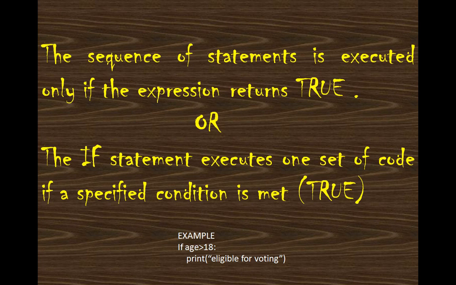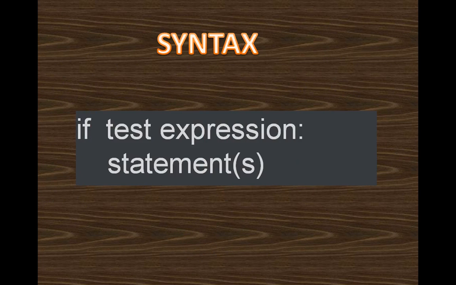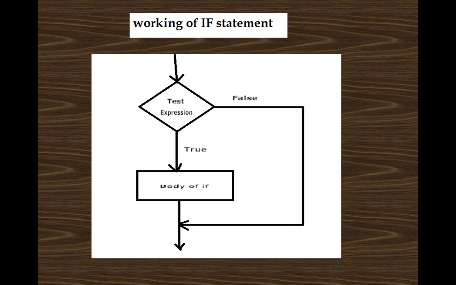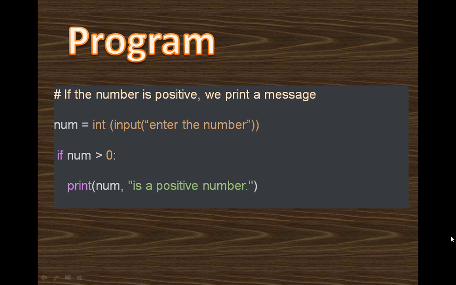So let's understand the syntax of this. This is your if, then you give your test expression, then a colon, and then you can give a single statement or a number of statements. I have explained this with the help of a flowchart. In this, if your test expression is false, it will come out of the if condition. It will work only if the condition is true. If the condition is true, then it will come to the body of it.